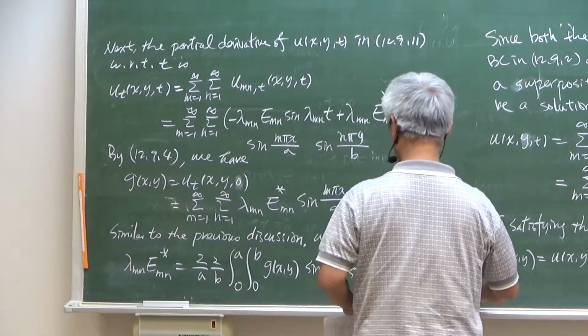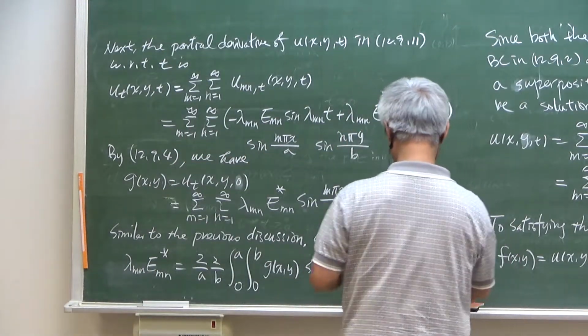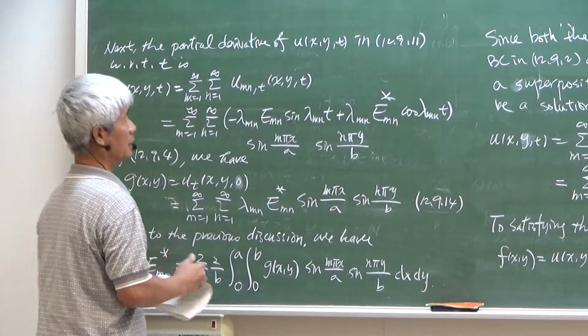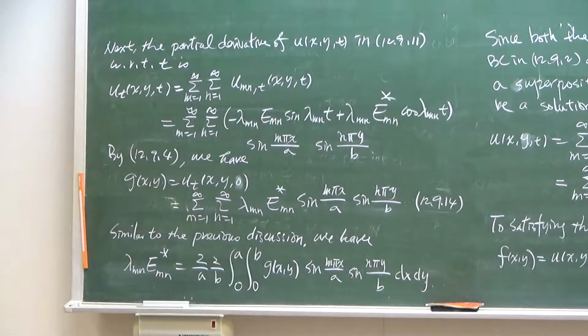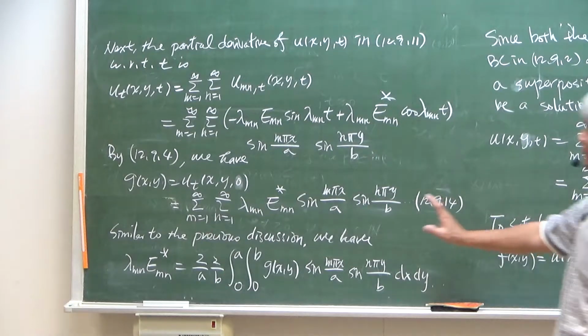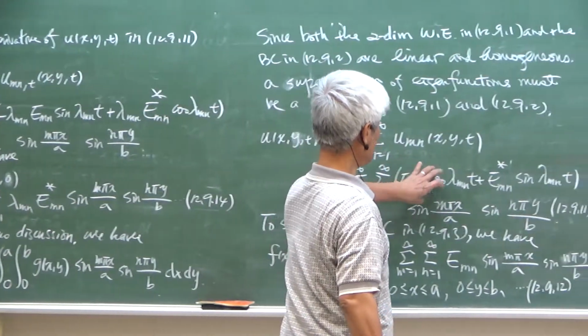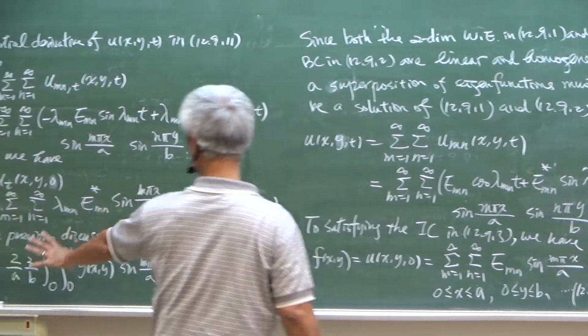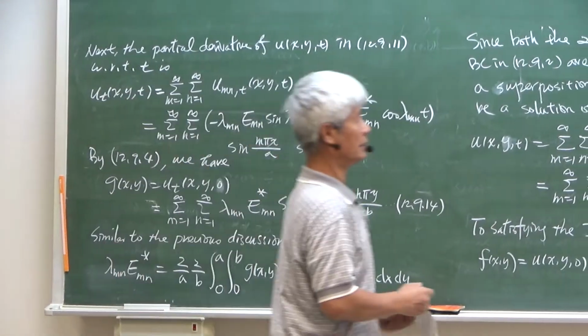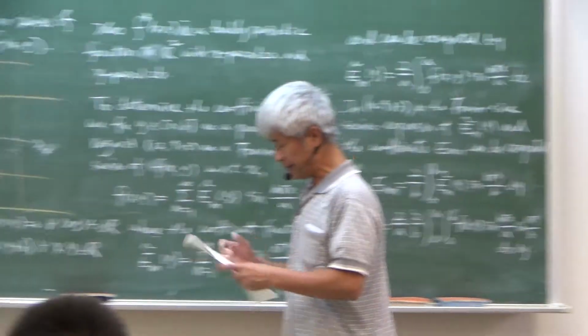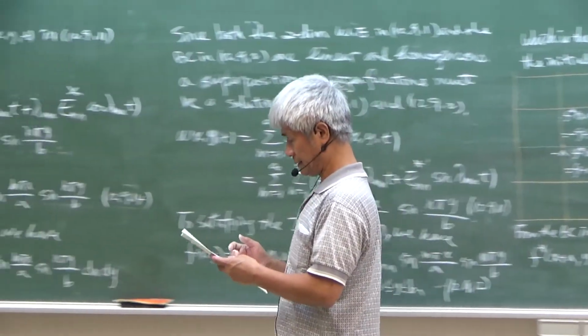Okay, so that's it. We solved our problem. We know the E_mn from the initial displacement, we know the E star mn from the initial velocity, and we know how to compute E_mn and E star mn by this expression and this expression. So basically, we find a formal solution.